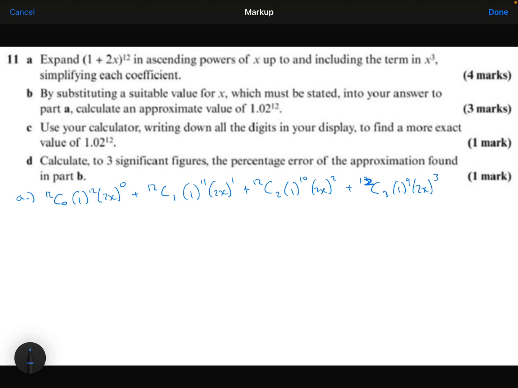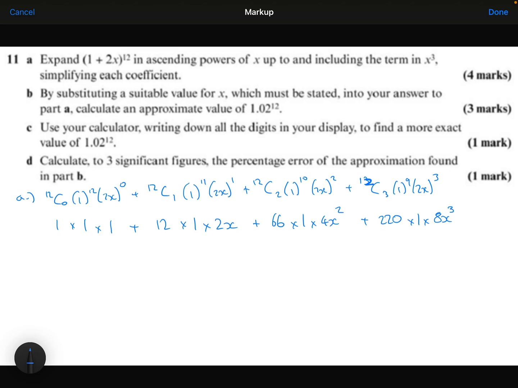Simplifying each of those, 12c0 is 1, 1 to the power 12 is 1, (2x) to the power 0 is 1. 12c1 is 12, 1 to the power 11 is 1, (2x) to the power 1 is 2x. 12c2 is 66, 1 to the power 10 is 1, (2x) all squared is 4x squared. 12c3 is 220, 1 to the power 9, (2x) cubed is 8x cubed.